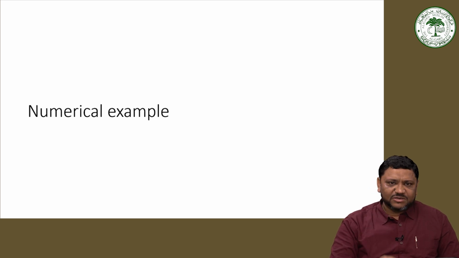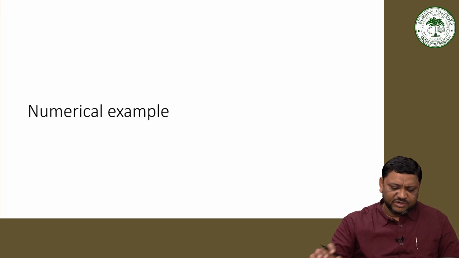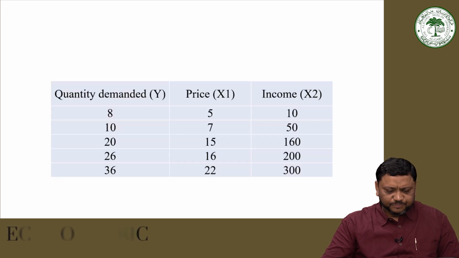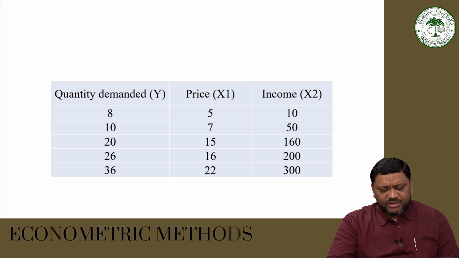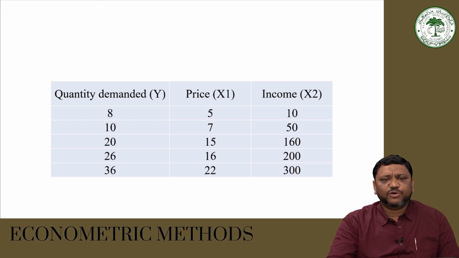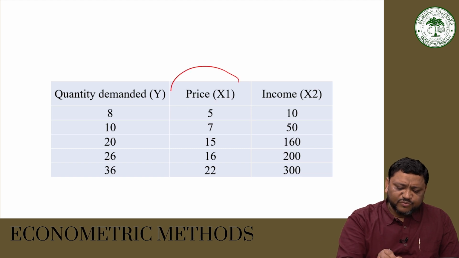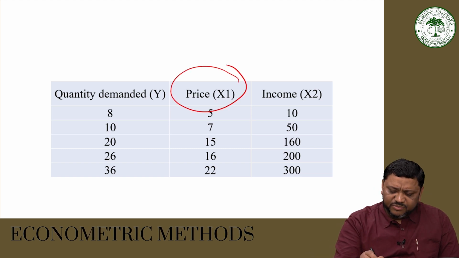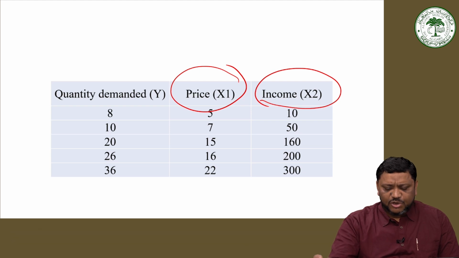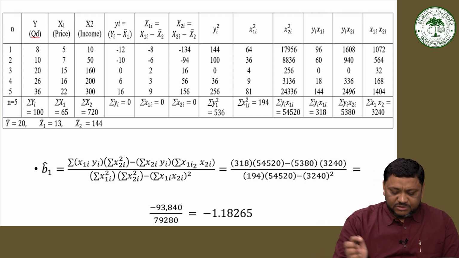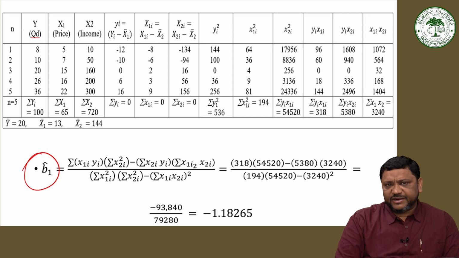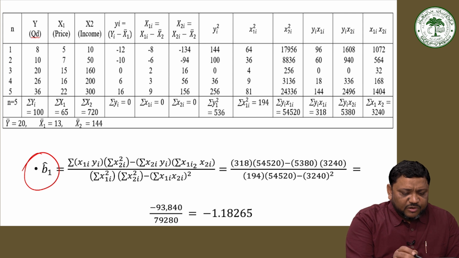Now let us take a numerical example of our discussions on multiple regression. We take a data wherein quantity demanded is the dependent variable 8, 10, 20, 26, 36 and x1 is price, the first independent variable, and the second independent variable is income. So we are having two independent variables over here. Now we want to estimate the value of beta 1 hat. So the steps involved over here are, we have this data.